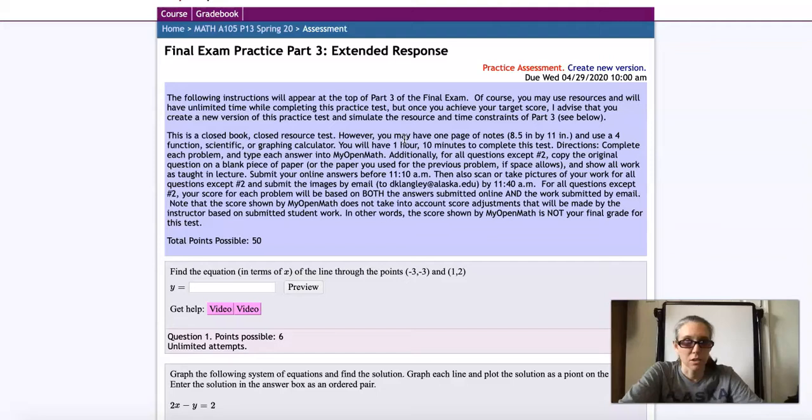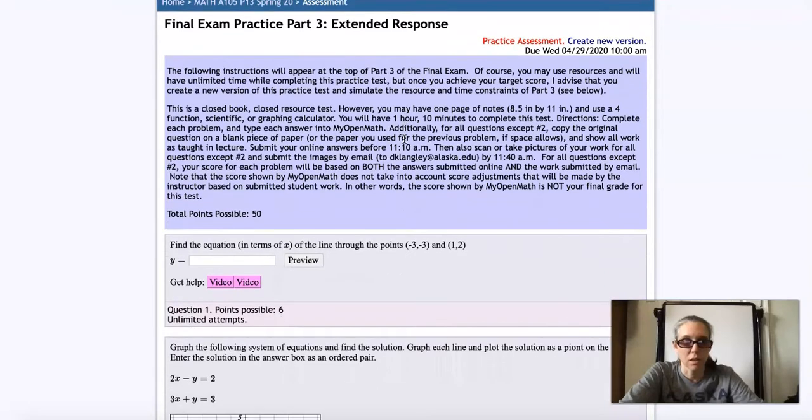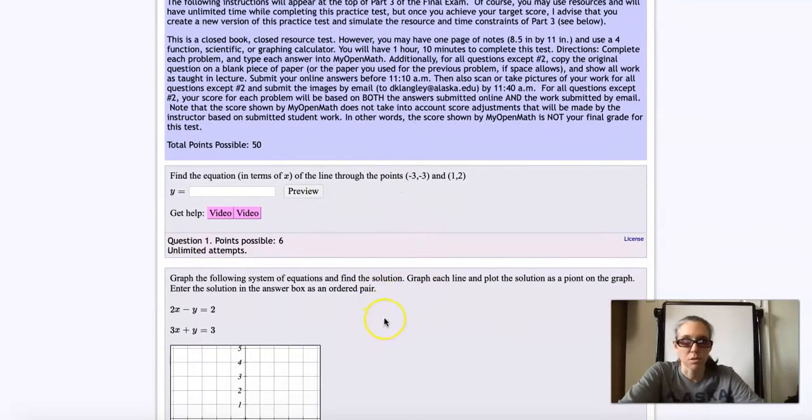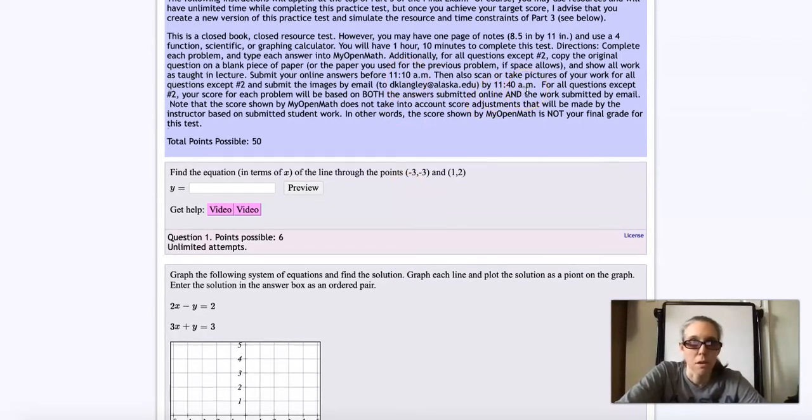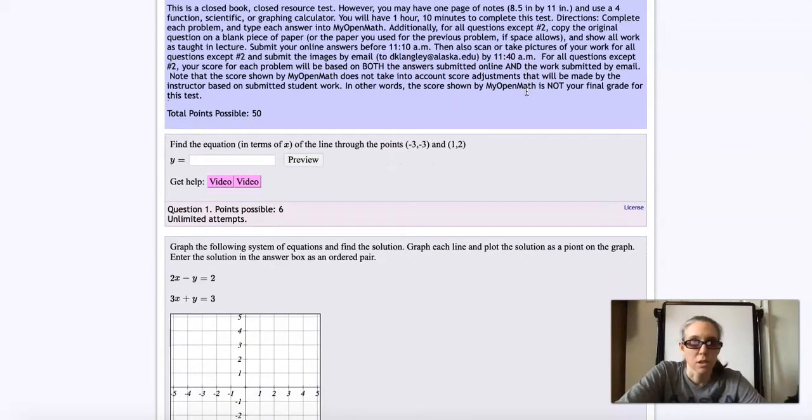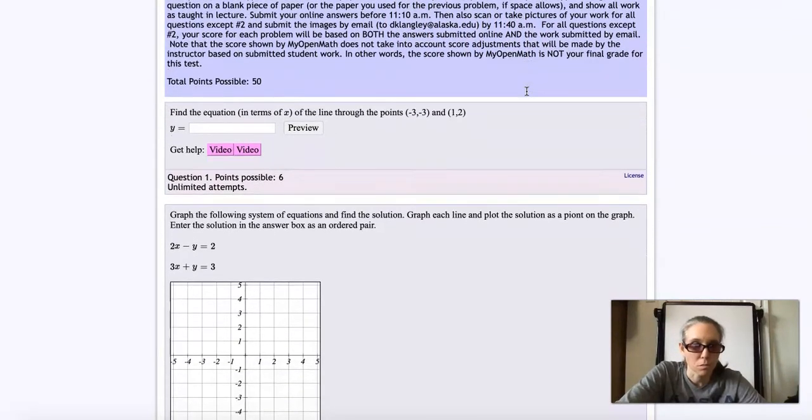You're going to complete each problem just like you did with Test 3. All of the problems, though, on this, except number 2, are going to require you to show your work. So copy your original question on a blank piece of paper, and then you'll have half an hour after the test closes to email me. So you need to email me by 11:40 a.m. all of your work. So we're going to go through these 11 questions.